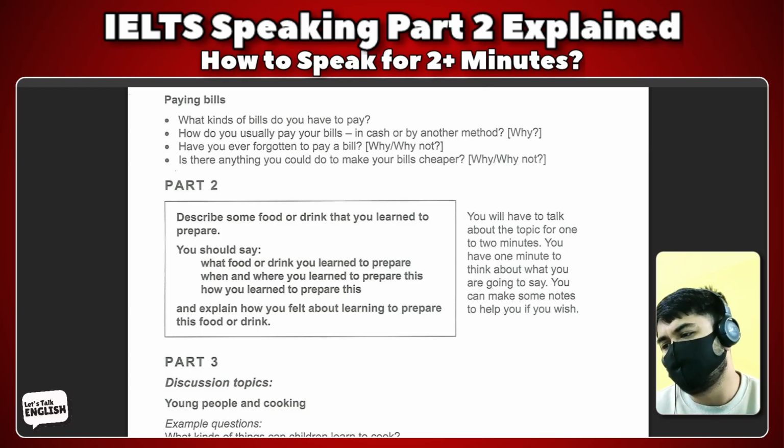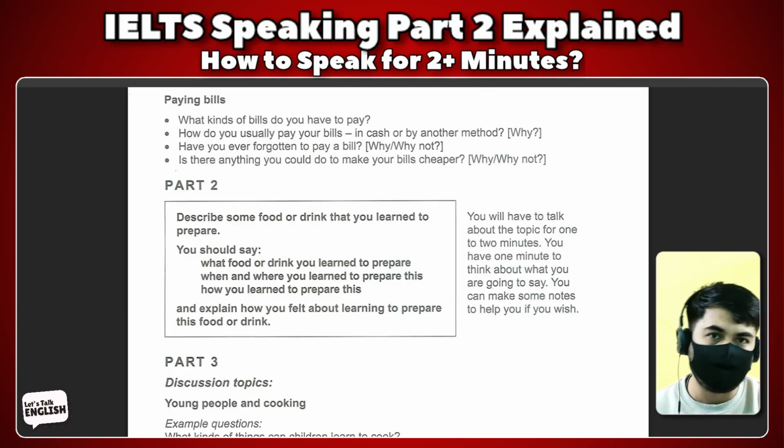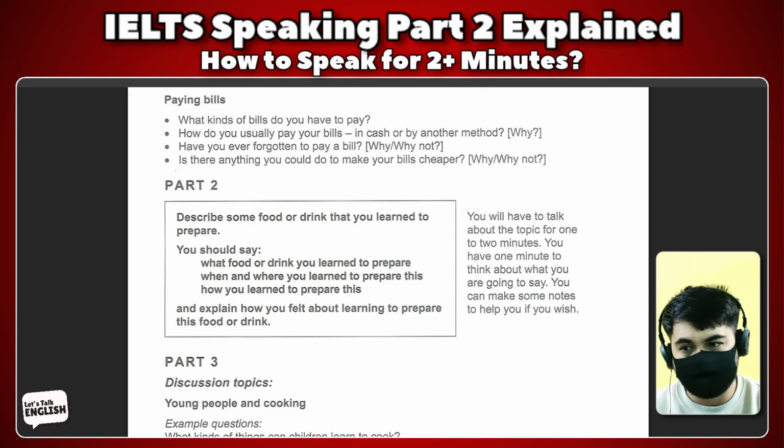Can I take this to the Miro sketchboard? Let me see. I'll take this. Oh, by the way, I think I forgot to tell you. Once your 1 minute is over, the examiner will take back the question cue card, right? So let's not paste it on Miro board. Let's just see what the main topic is.